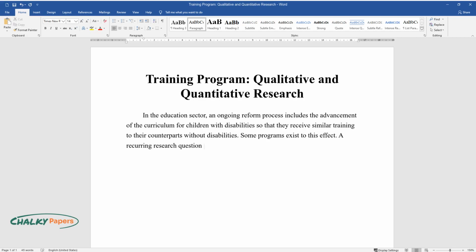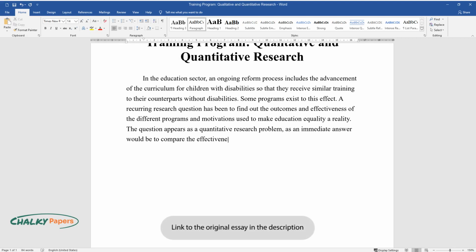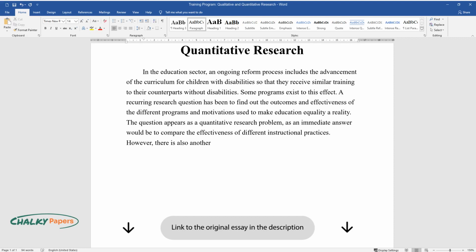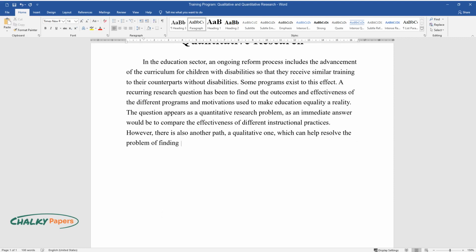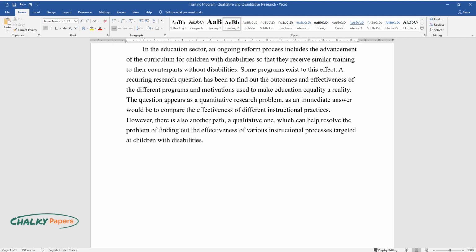A recurring research question has been to find out the outcomes and effectiveness of the different programs and motivations used to make education equality a reality. The question appears as a quantitative research problem, as an immediate answer would be to compare the effectiveness of different instructional practices. However, there is also another path, a qualitative one, which can help resolve the problem of finding out the effectiveness of various instructional processes targeted at children with disabilities.